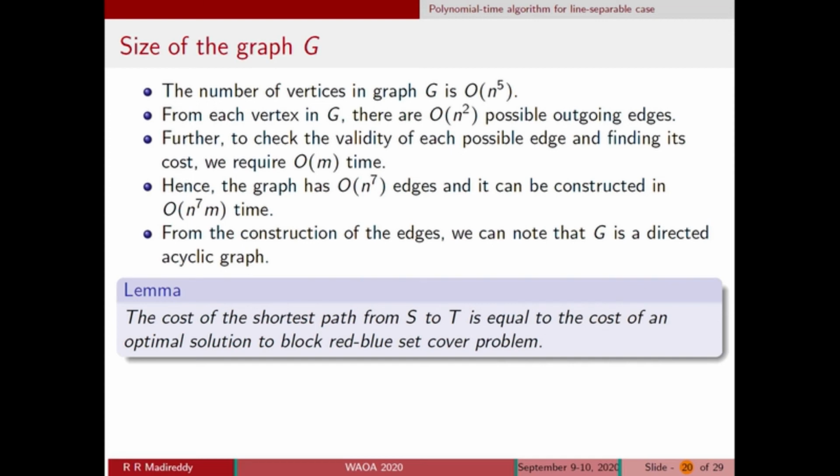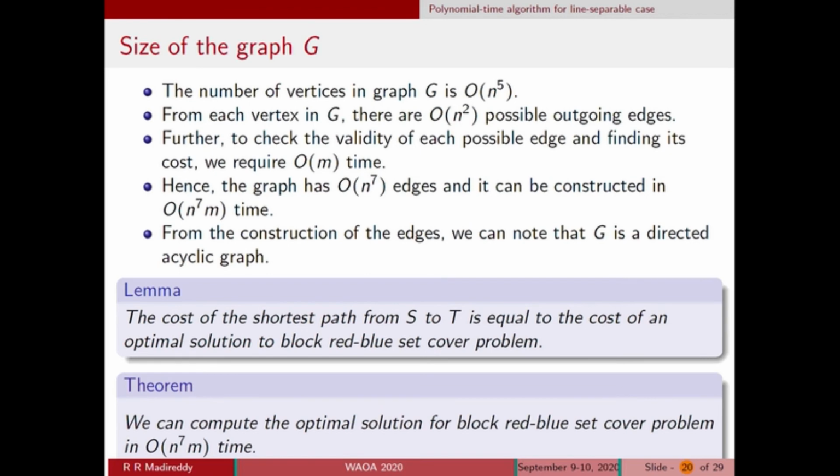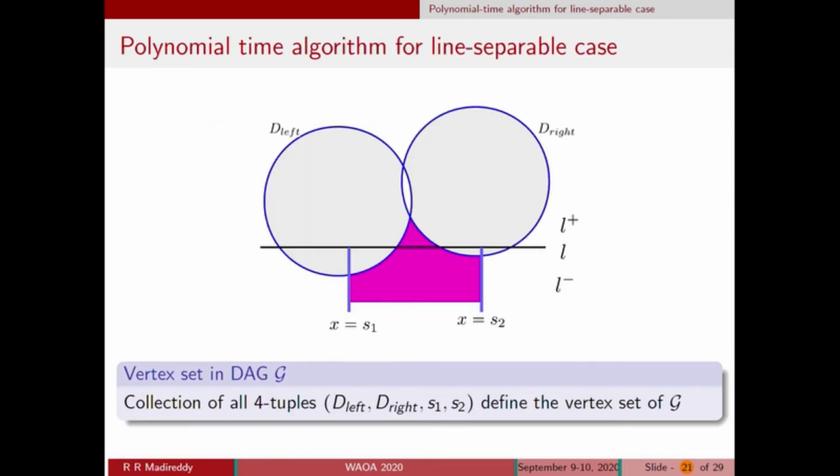Then we have a theorem that one can compute the optimal solution for the block red blue set cover problem in O(n^7 m) time. We use this as a subroutine to find the solution for the line separable set cover problem. So now we solve this special case. Here we know that d left and d right are given to us.